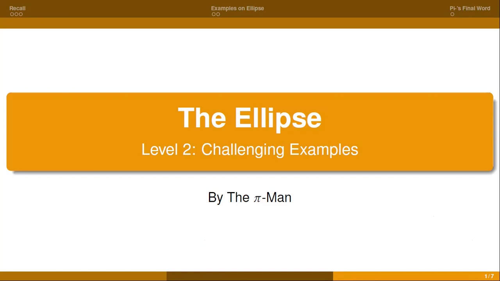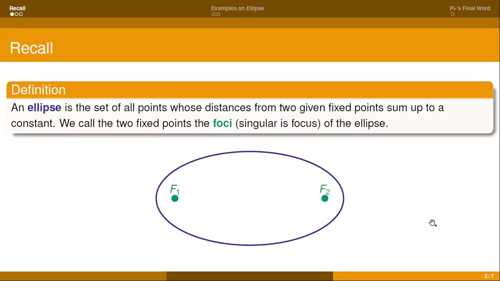Hi there! So in this video, we'll be discussing more about the ellipse and do more challenging examples. So let's begin. So first, let us recall that from the previous video, we defined what an ellipse is. So again, an ellipse is the set of all points whose distances from two given fixed points sum up to a constant. We call these two fixed points the foci of the ellipse.